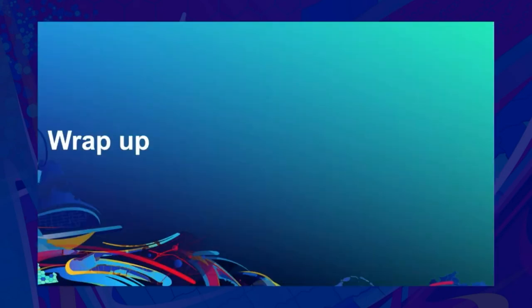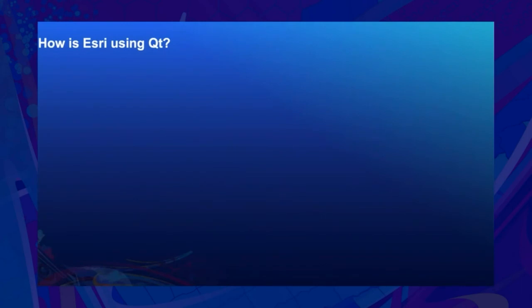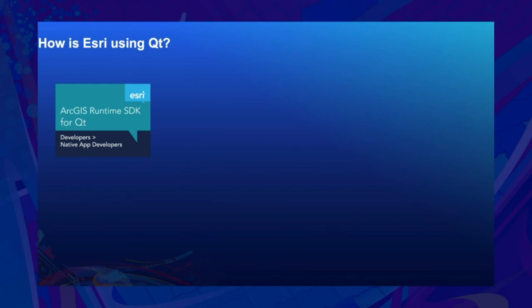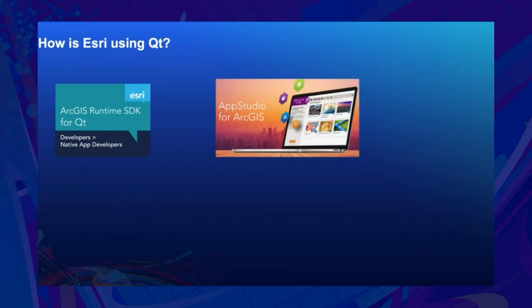Okay, so let's wrap everything up. First, I want to close out the talk by sharing how Esri uses Qt. Of course we have the Runtime SDK for Qt, which is the product that we're demonstrating here. But we also have AppStudio for ArcGIS. This is a tool you might have heard of. It helps you build native applications very quickly with no coding at all. They have templates that will help you create native applications without writing any code. You can take those and further customize them by writing your own code, or you can just build applications from scratch.